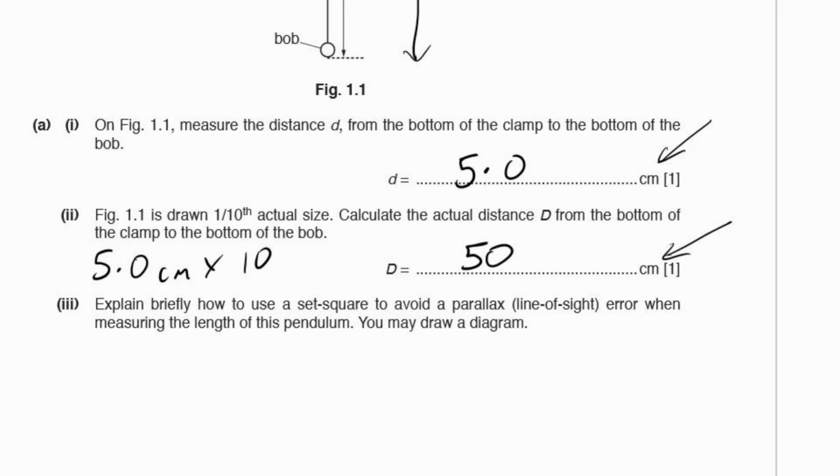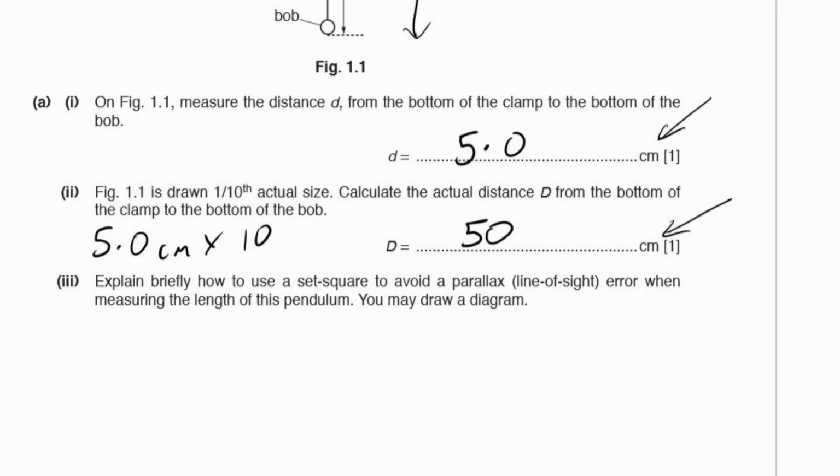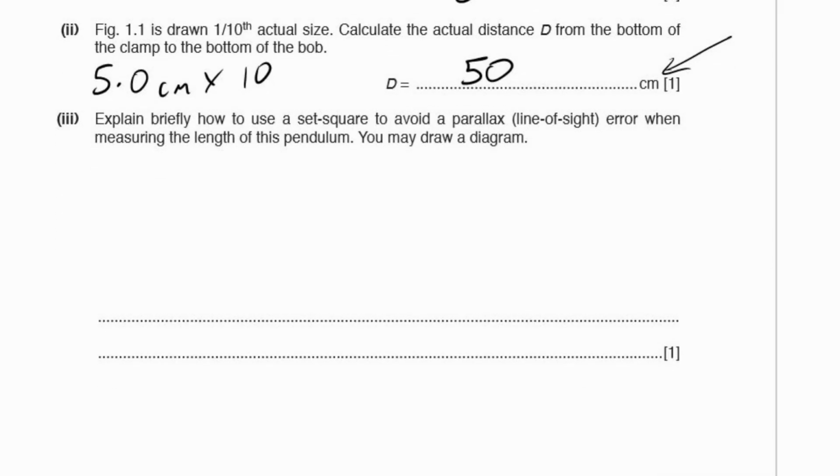3. Explain briefly how to use a set square to avoid a parallax, which is a line of sight error, when measuring the length of the pendulum. You may need to draw a diagram. Okay, so let's do that. Alright, so all I've done is drawn a little image there of the pendulum, and we've got the clamp at the top, we've got the bob down the bottom. And what we're going to do is draw in a ruler leading from the top of the clamp straight down, and we're going to place a set square up against it.